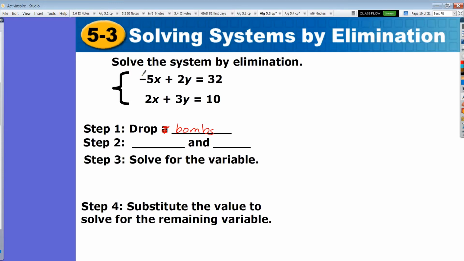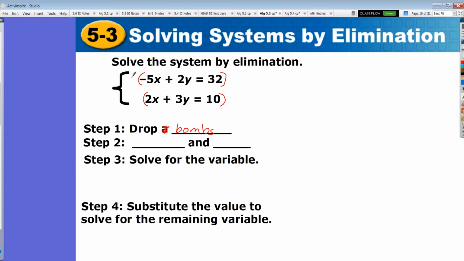Okay, we're going to drop a bomb on the top equation, and we're going to drop a bomb on this bottom equation. All right, now a bomb that you drop doesn't only have to be a -1. It can be any number that you want to. You just want to pick some numbers because your goal is to either get your x's to be the same and opposite or your y's to be the same and opposite. So you got to pick a number that you want to multiply both of these by so that you can make that happen. Okay, so what I'm going to do, I want to get my x's to cancel out.